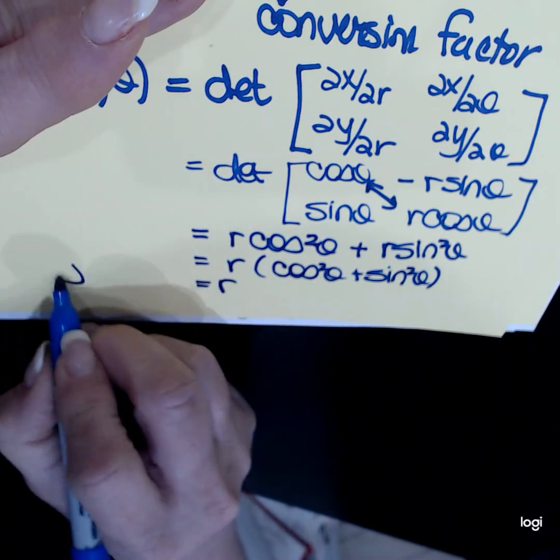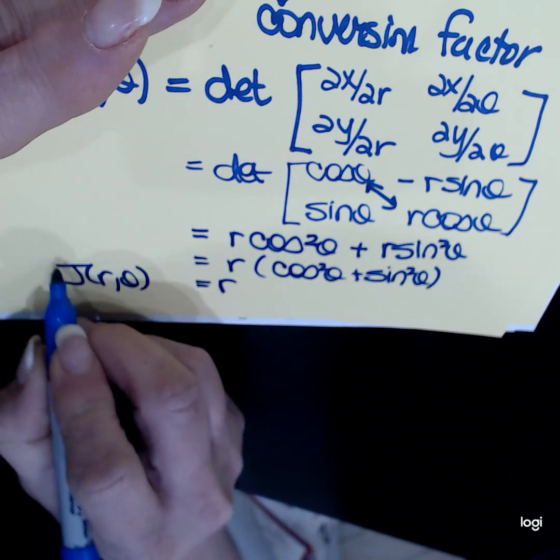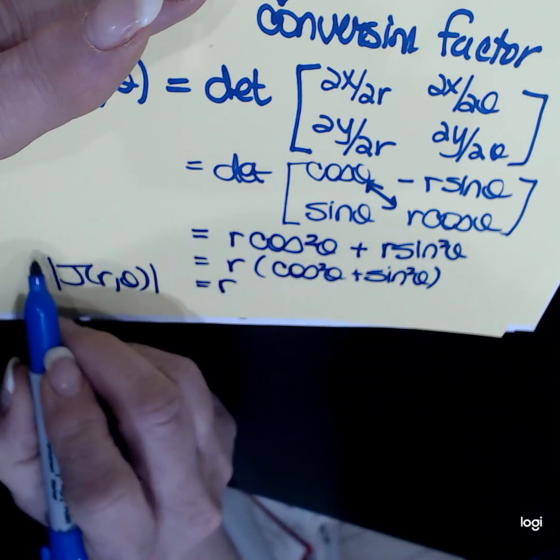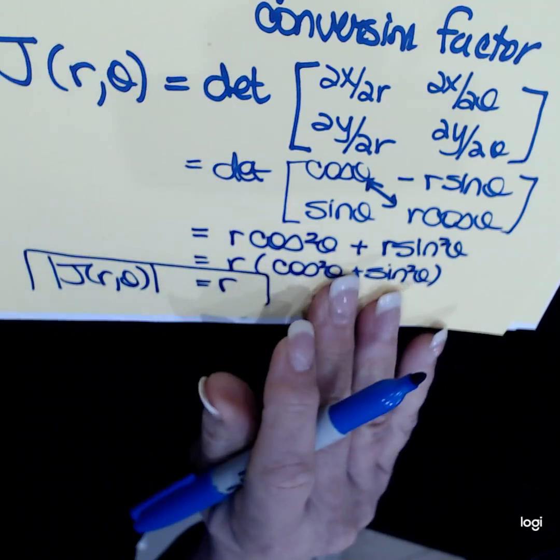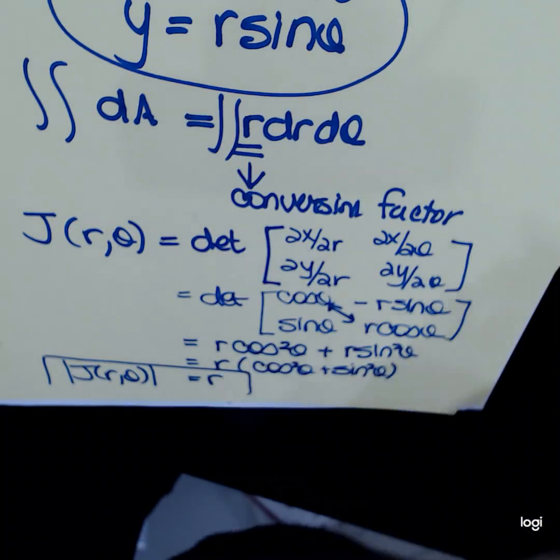And so we get then that the Jacobian, which we remember, absolute value, is the converting factor. That is where this r comes from.